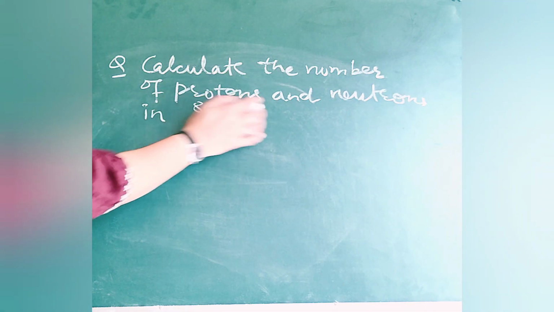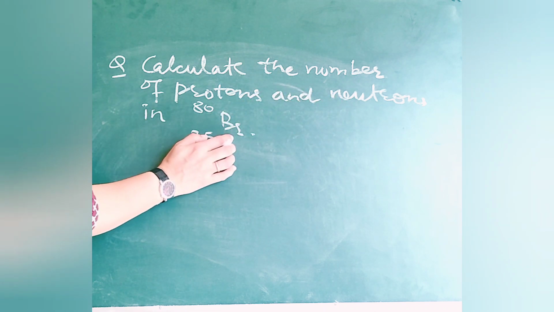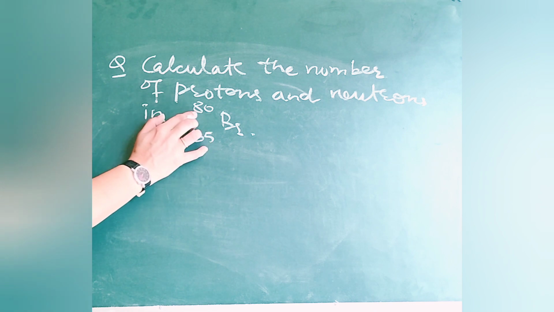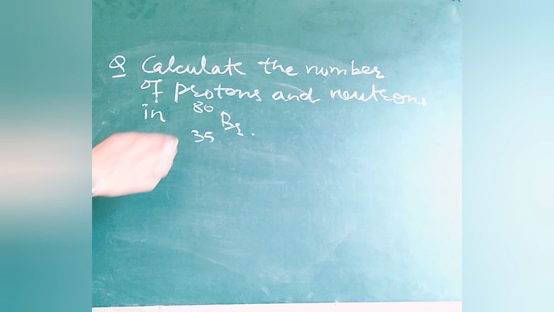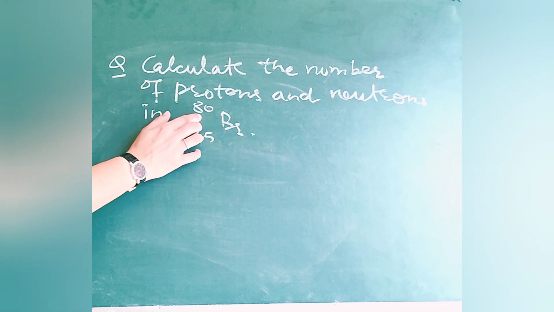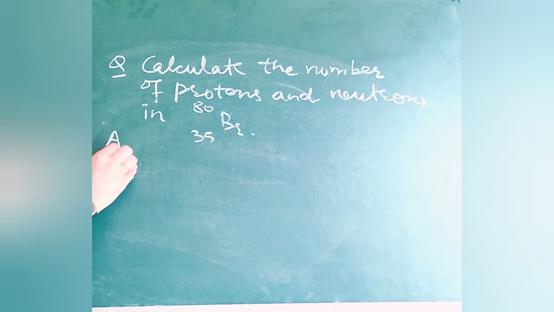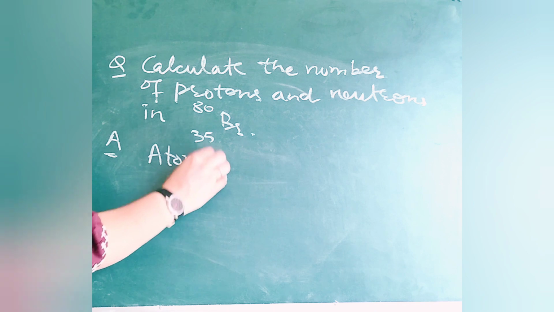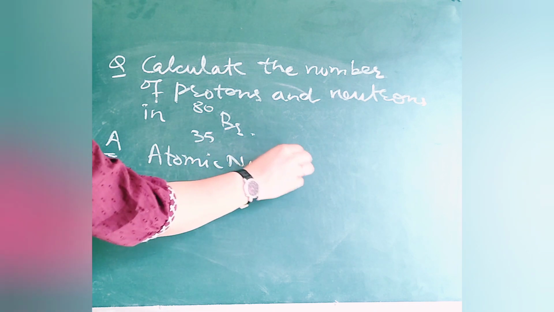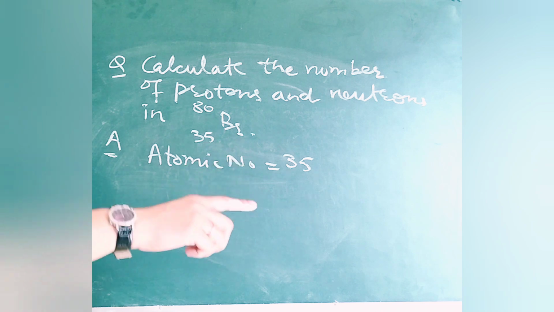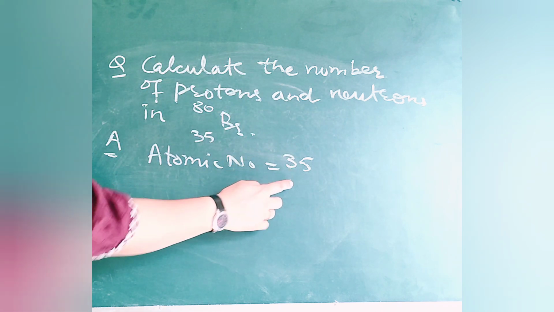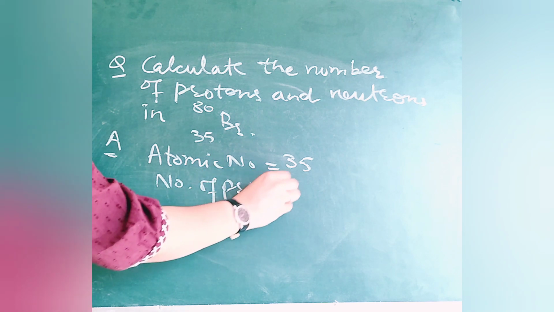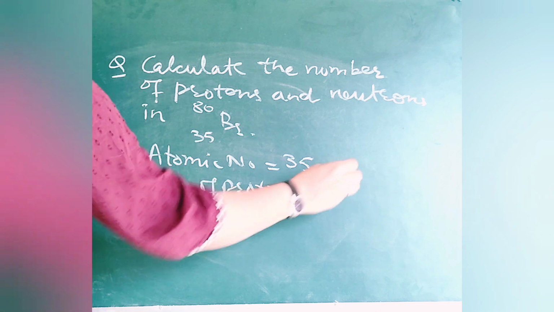Okay, let's take a question here. Calculate the number of protons and neutrons in bromine isotope, that is 80 over 35. This is atomic number here, this is mass number here. Here we have to calculate protons and neutrons. We know the atomic number and mass number. See, this is your atomic number. Atomic number of bromine is 35. That means we know the number of protons, which is equal to 35.